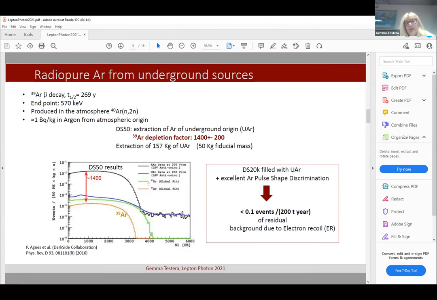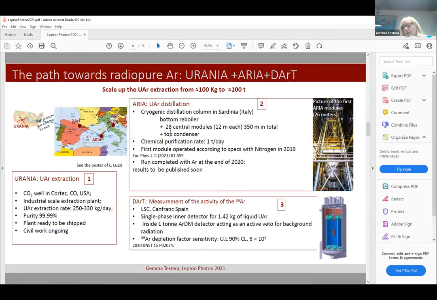Assuming we get the same reduction factor in DarkSide-20K, and including the excellent pulse shape discrimination, we expect a background due to the residual electron recoil below 0.1 events for the entire exposure. But of course, for doing this, it is necessary to scale up the procurement of the depleted argon from the tens to hundreds of kilograms that we did in our prototype to the hundreds of tons scale that is needed for DarkSide-20K.